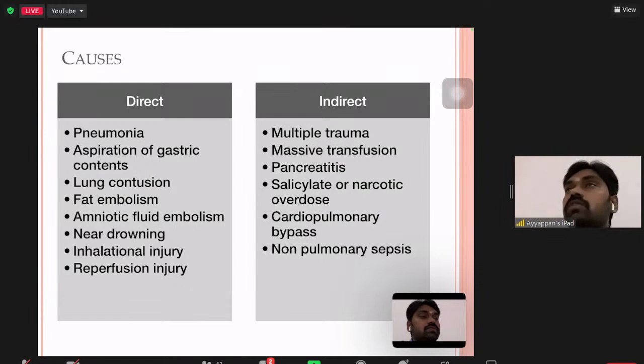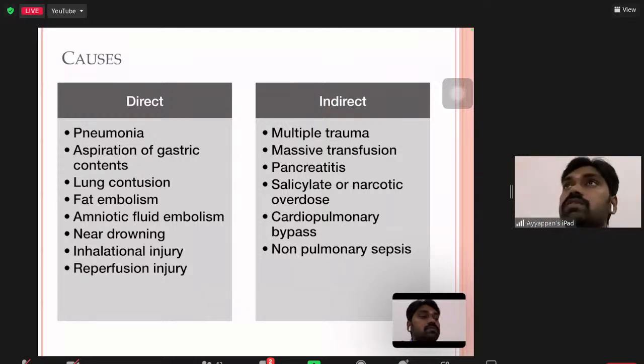What are the indirect causes? When we discuss the pathophysiology, we'll be discussing briefly or in detail why there are direct and indirect causes for ARDS. So the indirect causes are polytrauma, most commonly without lung contusion, massive transfusion, sepsis, pancreatitis, and cardiopulmonary bypass. All these can indirectly lead to ARDS, because if you look at the alveolar unit, it has a capillary endothelium as well as an alveolar epithelium.